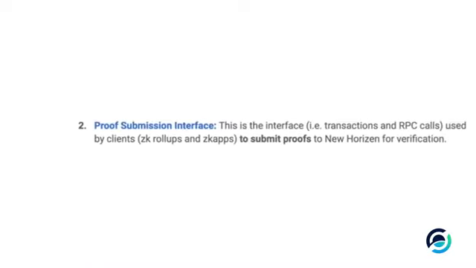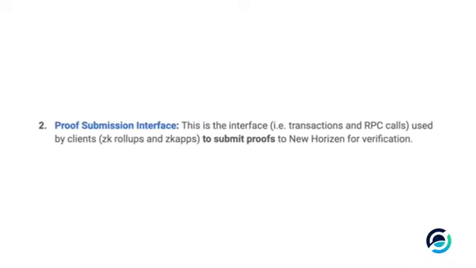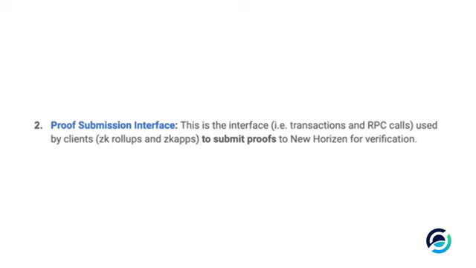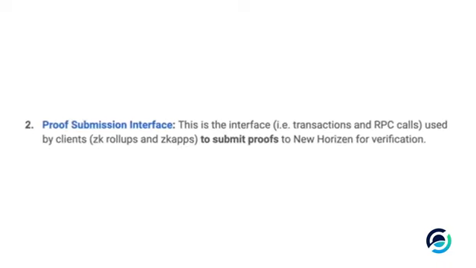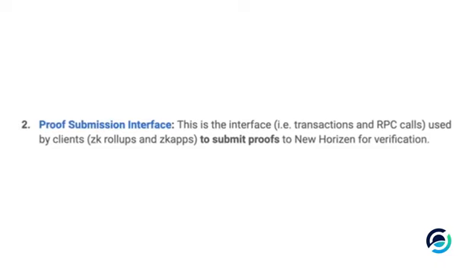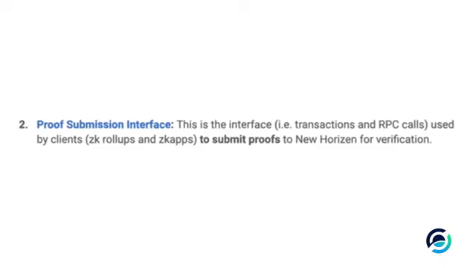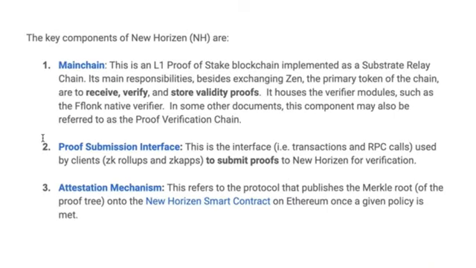And number 2 here being the proof submission interface, which is the interface by which these parties are able to submit the proofs. So these represent the changes that were made to the main chain and the new transactions that were added. Just a note here, these two pieces represent the core of the protocol, and there are a lot of creative use cases that can be built on top of the protocol from there.